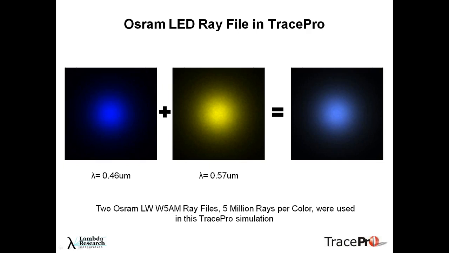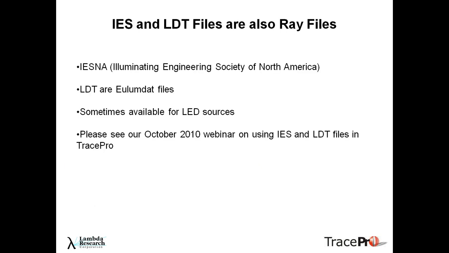In this case, these are true color irradiance maps, and we see a little bit of difference here between the blue and the yellow. The blue is the light leaking through, the direct light from the blue LED, and the yellow is the phosphor, the converted light. When we mix them together, we do get something close to a white LED. In this case, as I mentioned, it's 5 million rays per color, and we use 2 ray files in the TracePro model here.